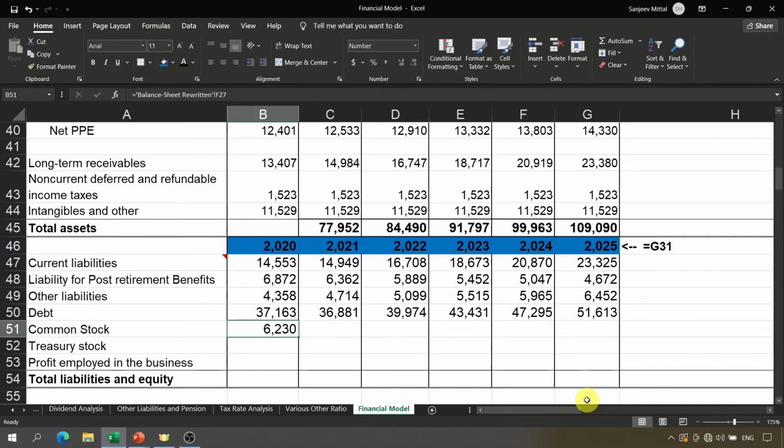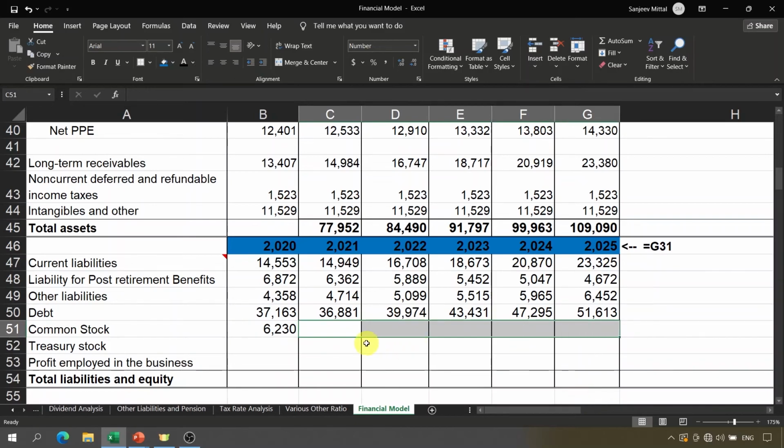Now, generally, it all depends upon the management discussion whether they are going to issue new shares in the forthcoming years. But in the absence of any information, we are assuming that the common share amount will remain the same for all the years which are going to come. It all depends on how much detailed discussion you have with the management about the common stock and their issue dates. But for our understanding and our modeling purpose, we are just making the common stock similar in all the 5 years.